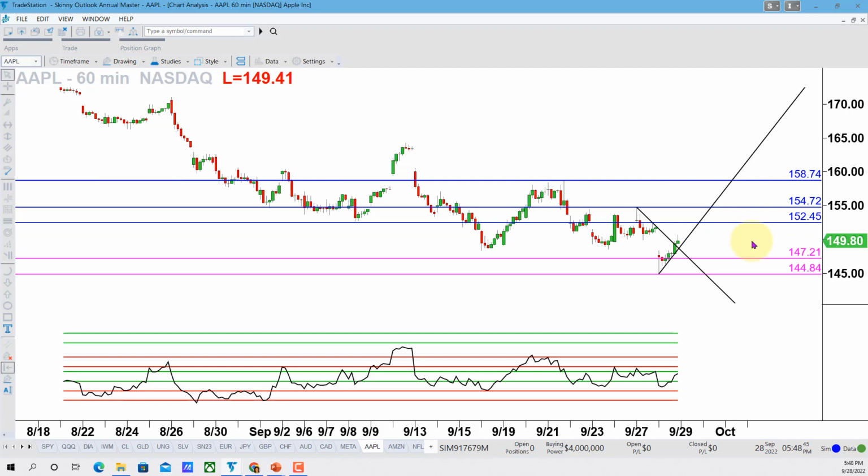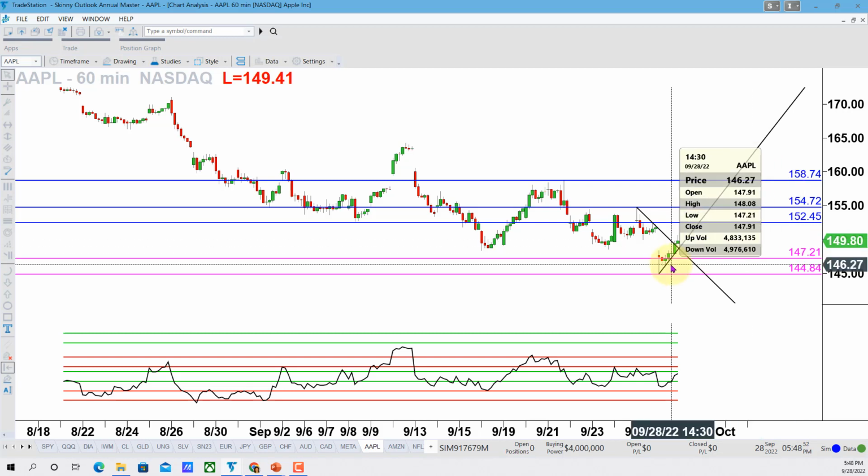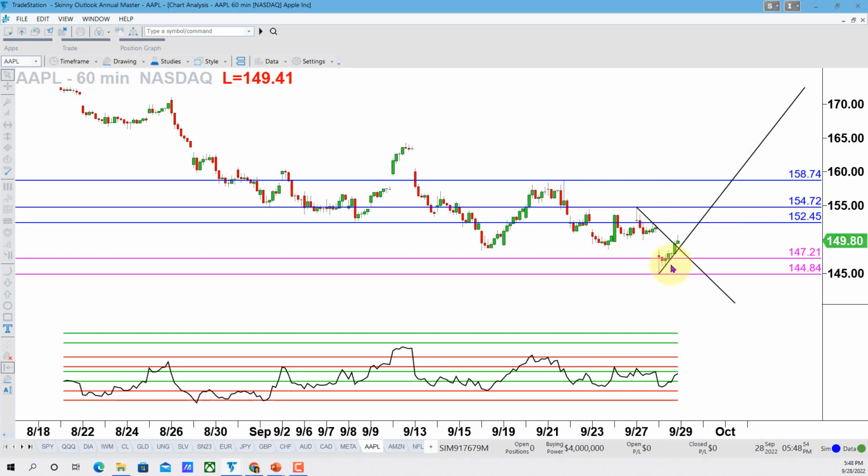See, 151.53 was important on the 5-minute chart, but not on the 60. So I'm taking it away. The others are all showing significance on both time frames, and now I've added in a new one at 158.74. All right?